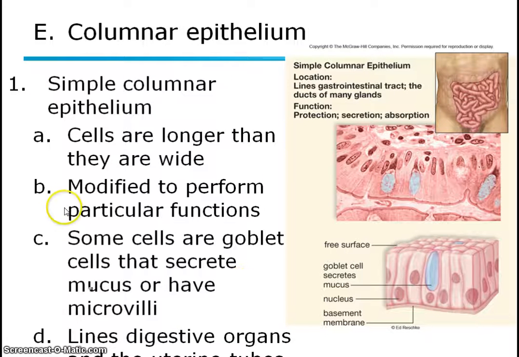And hopefully you'll see a few more examples here. Again, we're really focusing on the functions. Why do we have these? Protection, secretion, absorption.